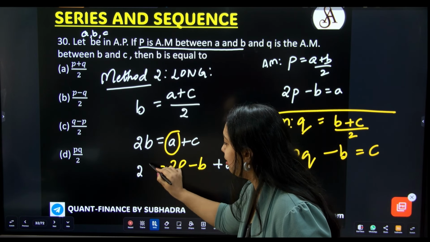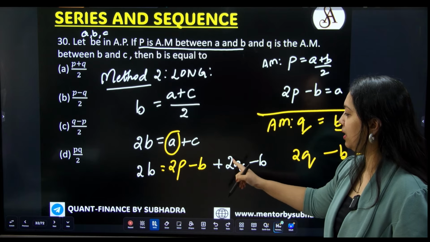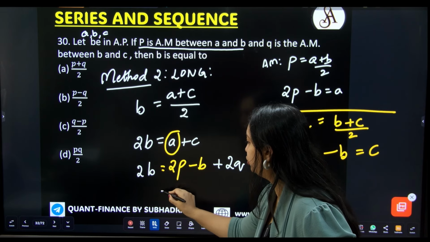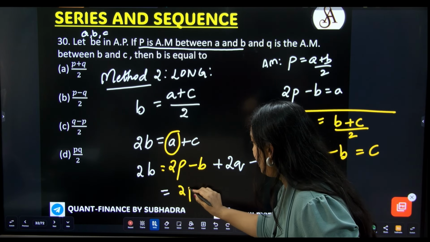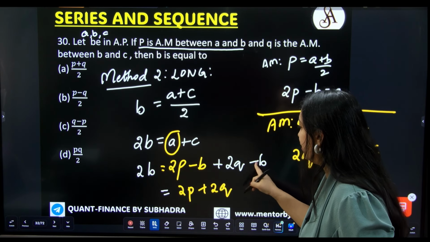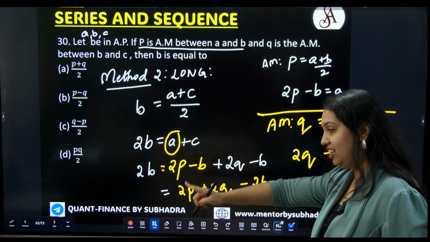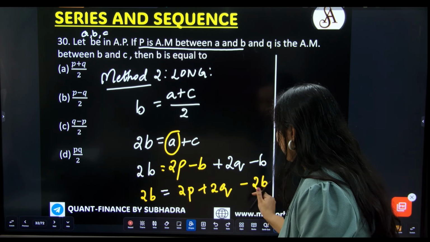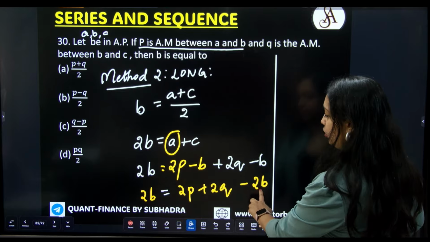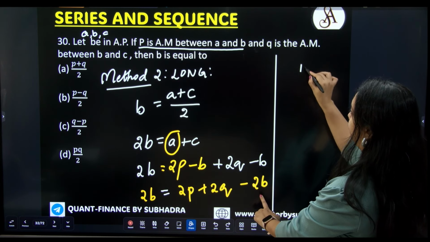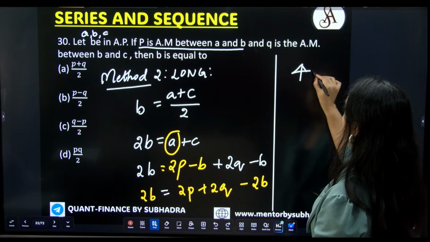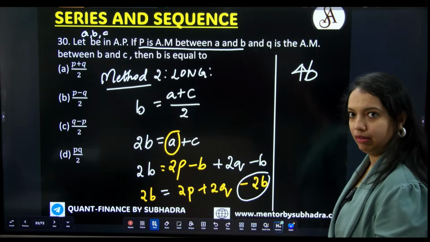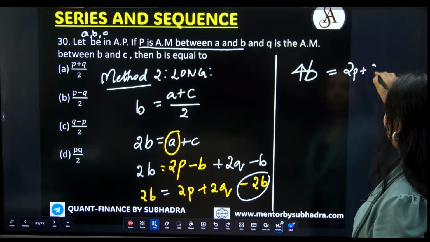Check this out. 2B value is equal to 2P minus B plus 2Q minus B. I can combine the minus B terms to become minus 2B, correct? So 2P plus 2Q minus B minus B, that is minus 2B. Take it to the left hand side in the next step. So this minus 2B goes to the left hand side, it is going to become plus 2B. So 2B plus 2B will become 4B. What I did, I took this minus 2B to the left hand side. 2B plus 2B will become 4B is equal to 2P plus 2Q.